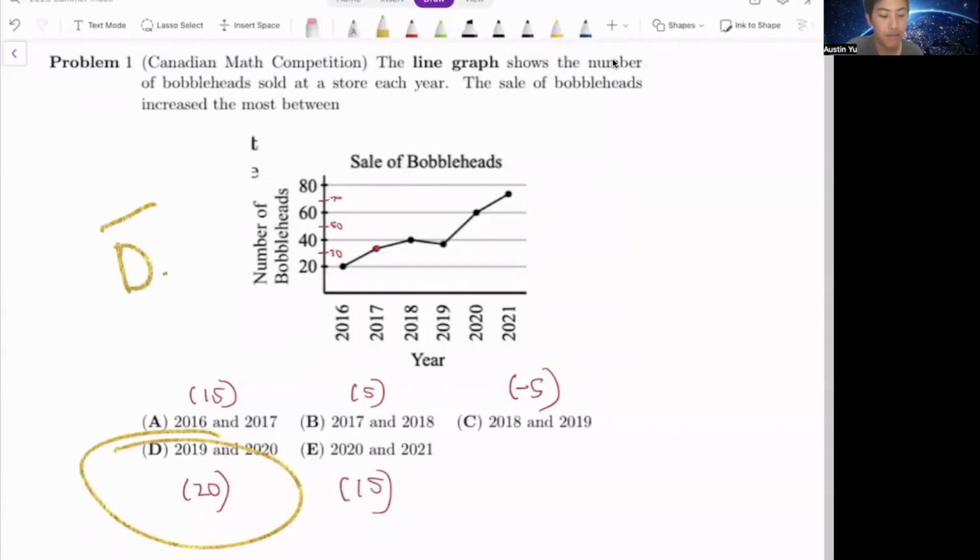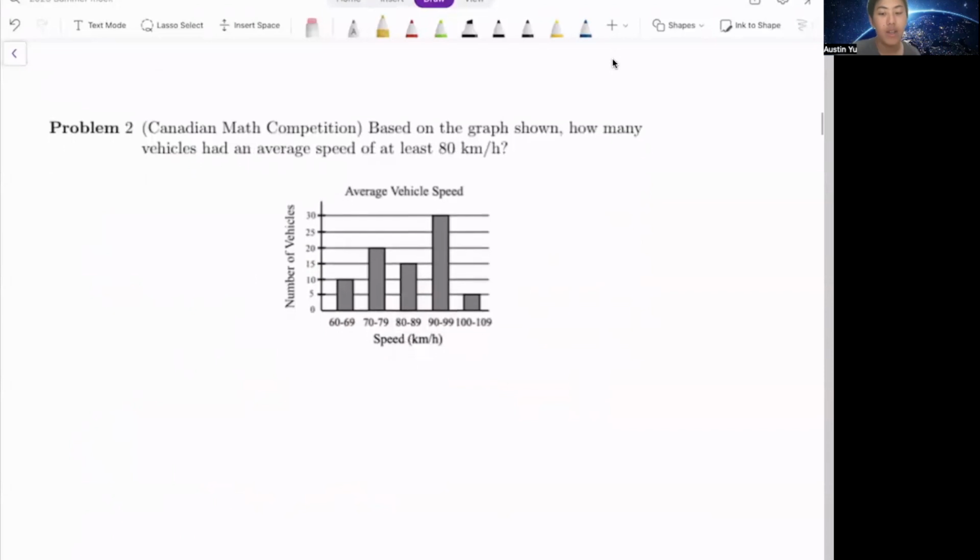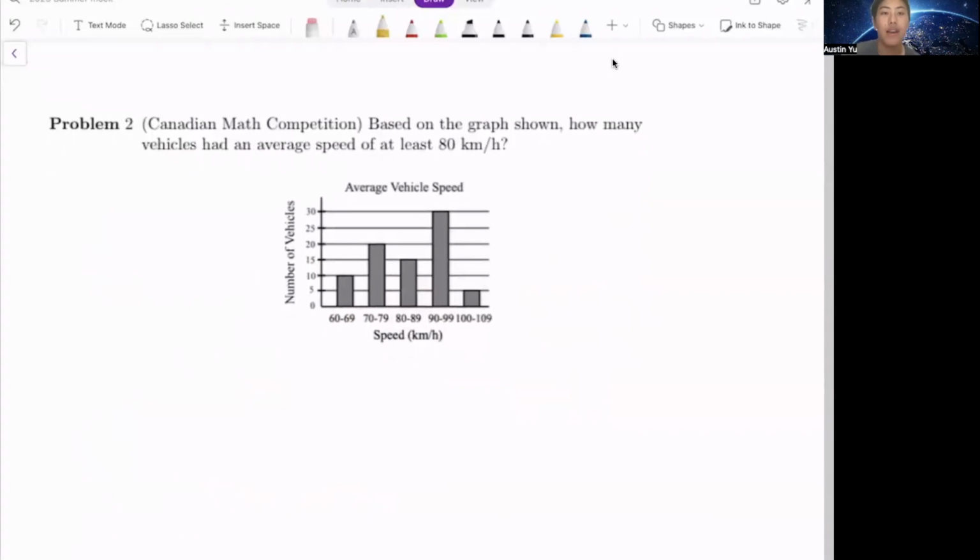So D. Problem 2. Based on the graph shown, how many vehicles had an average speed of at least 80 kilometers per hour? At least 80 kilometers per hour means that we need to start from this bar marked in red and move onwards. So how many vehicles?